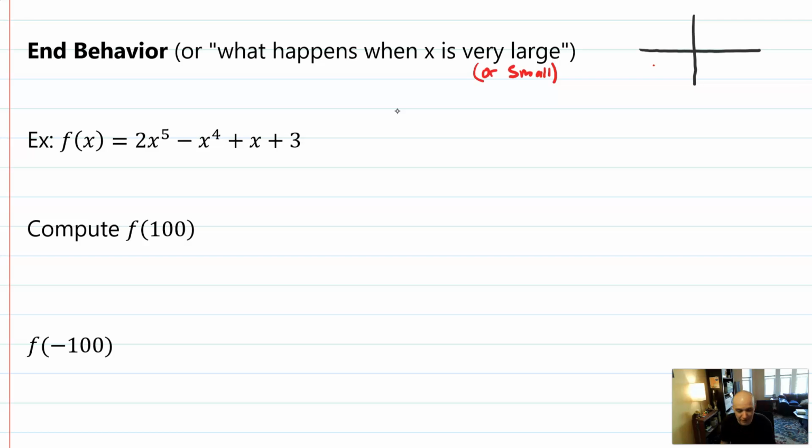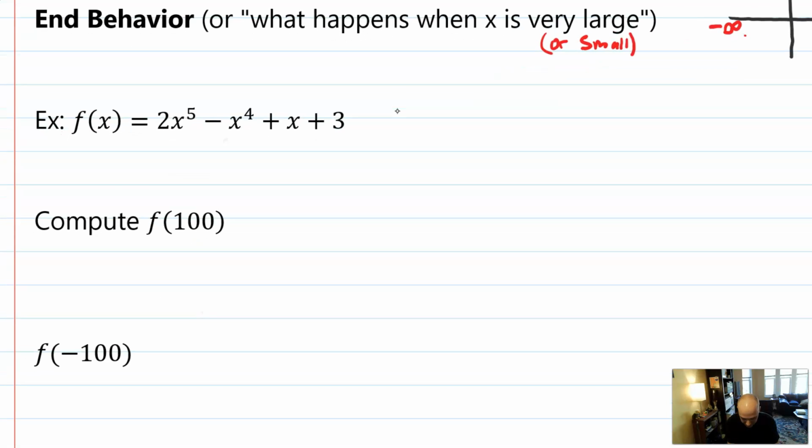And when I say very small, I don't mean close to 0, I mean very negative. So effectively, we are asking what happens when x is infinity or negative infinity, the very far left and right extremes of a polynomial graph. I don't want to deal with infinity yet. I'm going to deal with just something like 100 to explore.